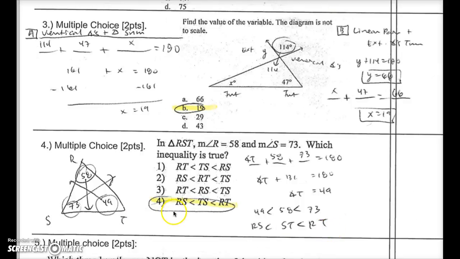And I noticed here that this is in the correct order, RS. Now notice this one, I wrote ST and this one says TS. Well, those are the same because you can interchange those two points to form a segment, okay? So choice number 4 is your answer.